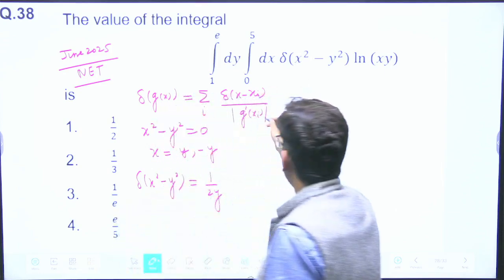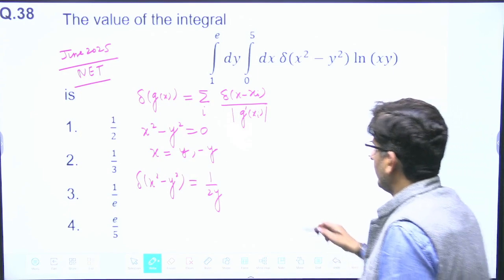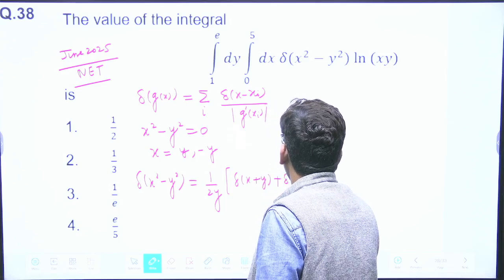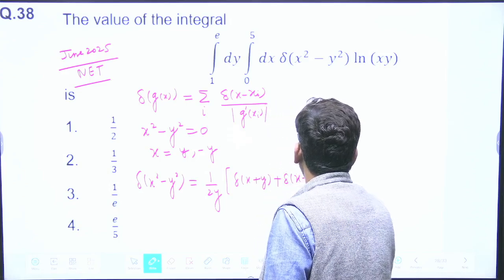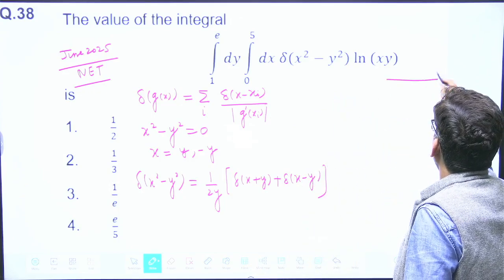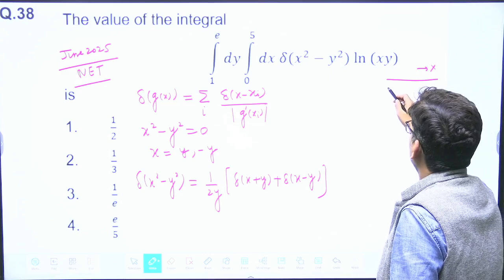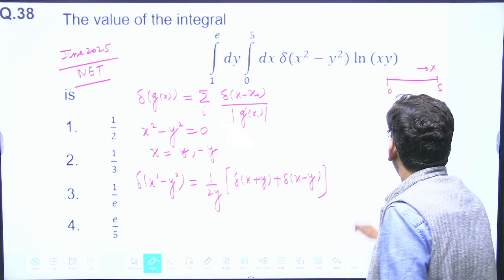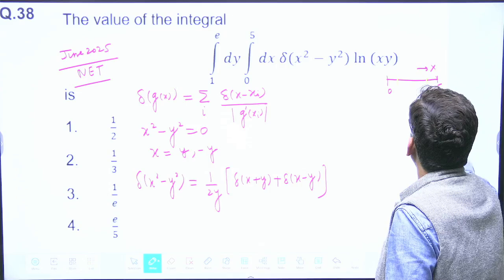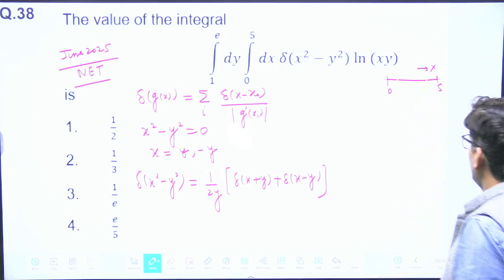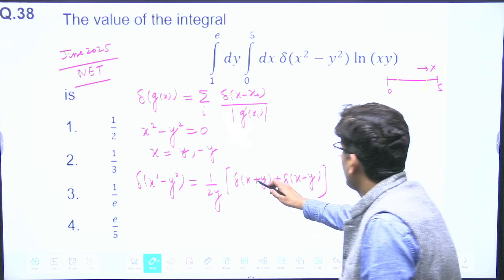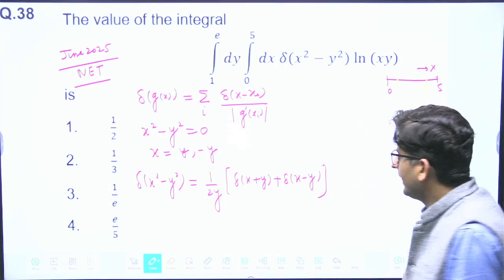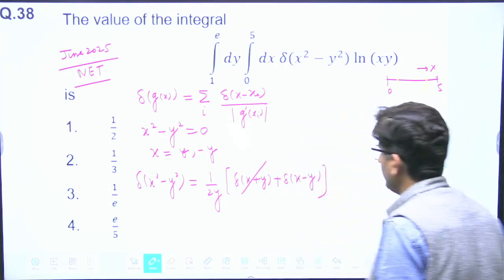which is the derivative of this, and by taking the mod, 1 by 2y, delta(x plus y) plus delta(x minus y). Now check the limits. The limit of x is from 0 to 5, and the limit of y, I will make by this, 1 to e. Okay, so here x equal to minus y is on the left side, there we don't have any delta function, so there the value is 0.